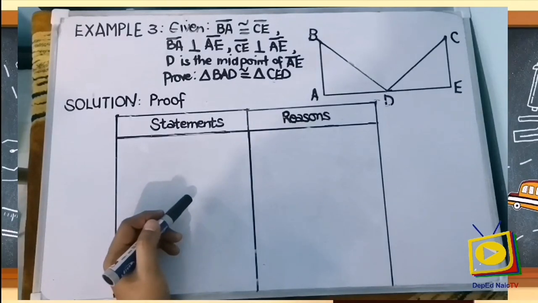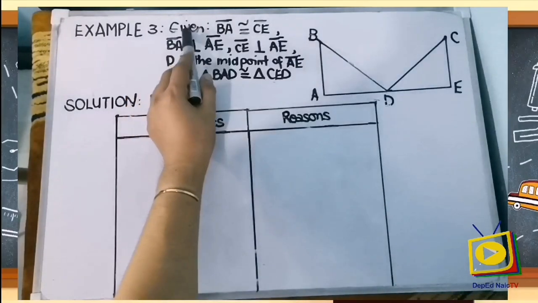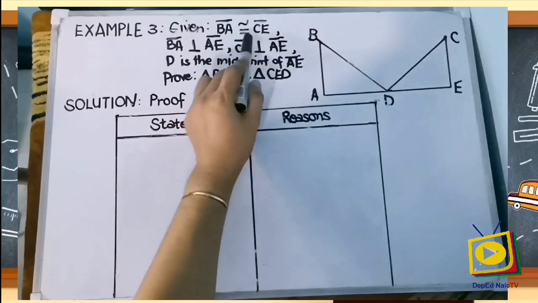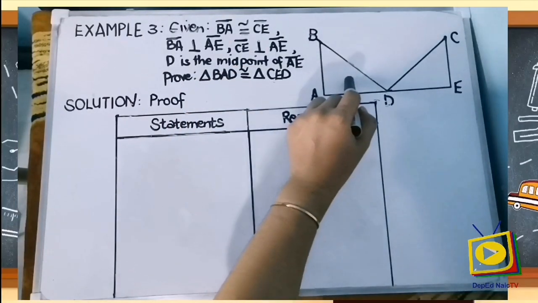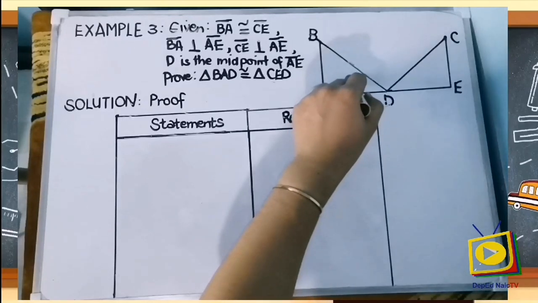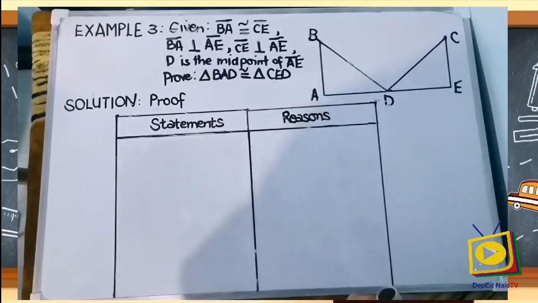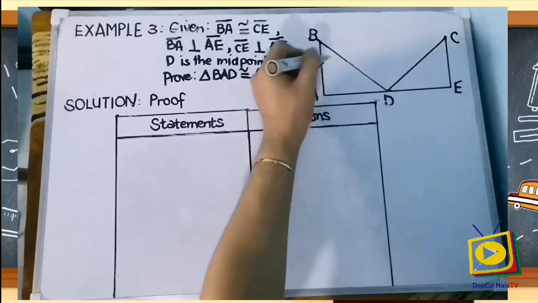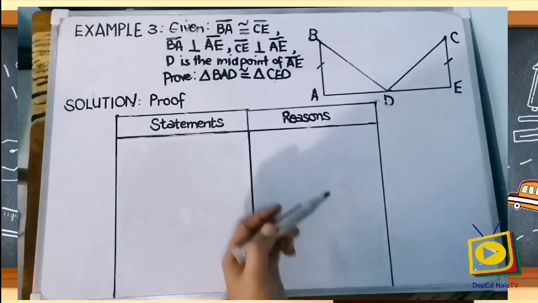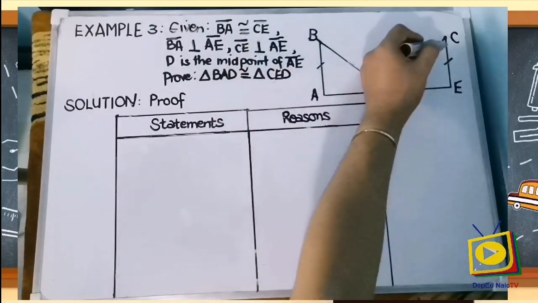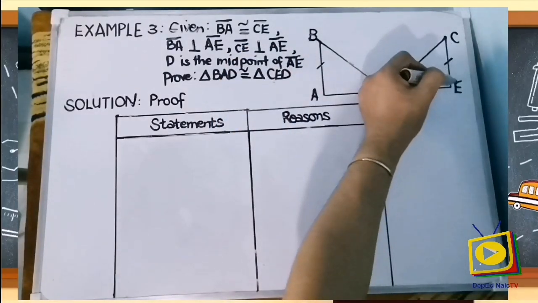For our example number 3, we have here our given segment BA is congruent with segment CE. So let us refer to our illustration for us to be able to write our proof. So let us put a marking. So BA is congruent to CE, meaning to say that they have the same measurement. So BA and CE are congruent with one another.